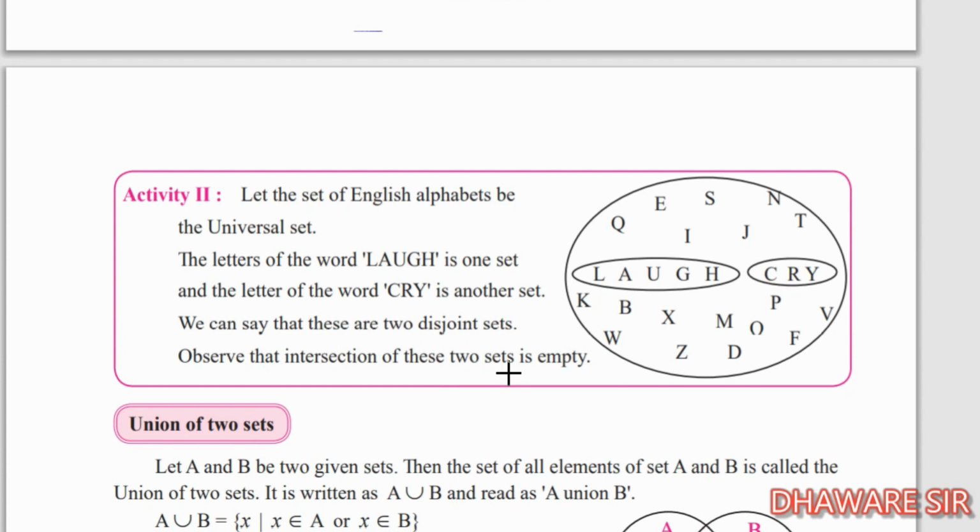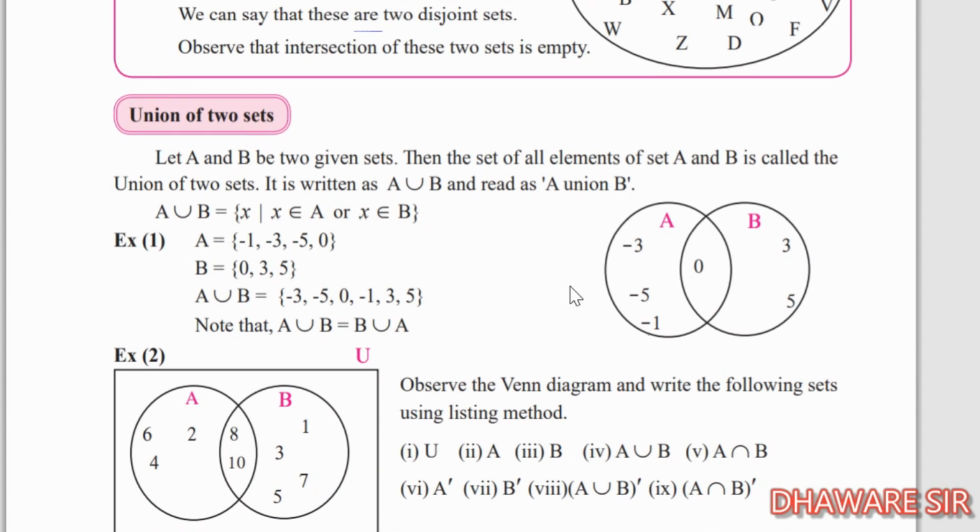Now what we can write here is the intersection of the two sets, there is nothing, no common element in both sets, the set of laugh and the set of cry. There is no common element. So the intersection of disjoint sets must be phi or an empty set. Then we are going to see the union of sets.